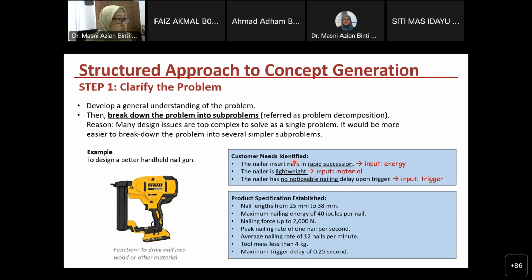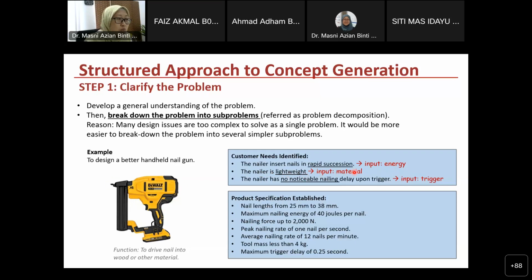So this is considered as the mechanical property needed for this nail gun. You have to identify what is the input for each criterion. For example, for rapid succession, where the nail gun is able to insert nails in rapid succession, it usually involves some kind of energy, kinetic energy, because it needs to move its plunger so that the nail goes into the material. And then for lightweight, the input may be in terms of the material.